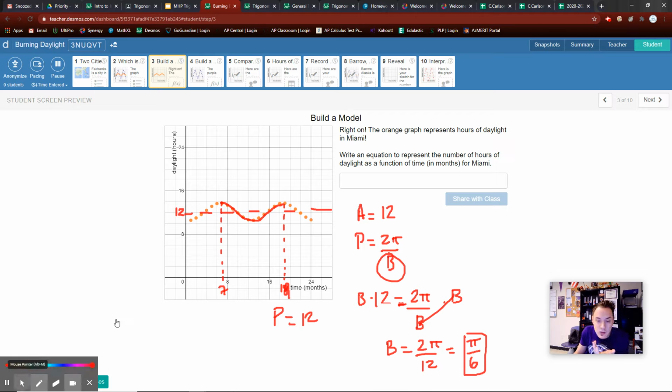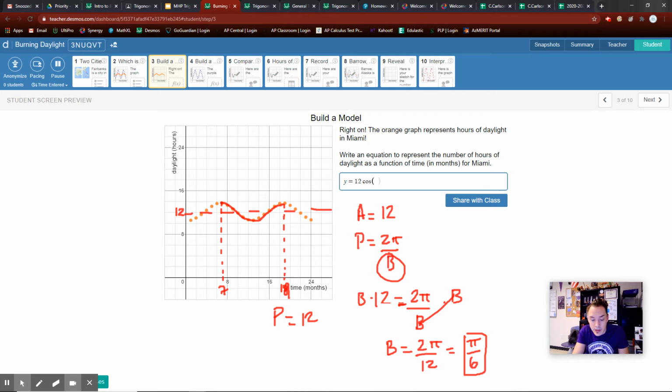So what do I have so far? So far what I have is y equals 12 cosine, and then my b value is just pi divided by 6, and then x. Okay? And this is sort of what I have. Now I need to shift it. Okay, that's what I need to do.